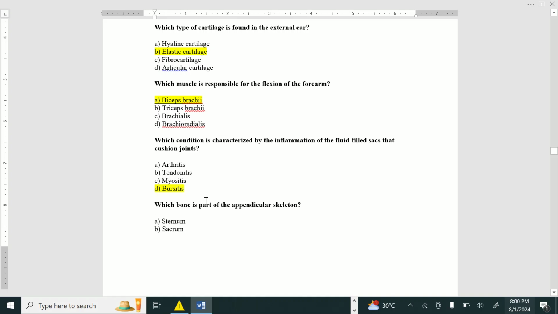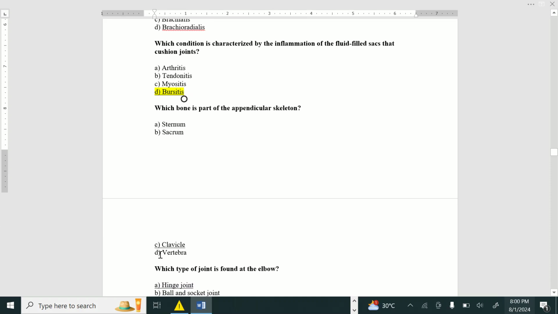The next MCQ is: which bone is part of the vertebral skeleton? A. Sternum, B. Sacrum, C. Clavicle, and D. Vertebrae. So the correct option is D.